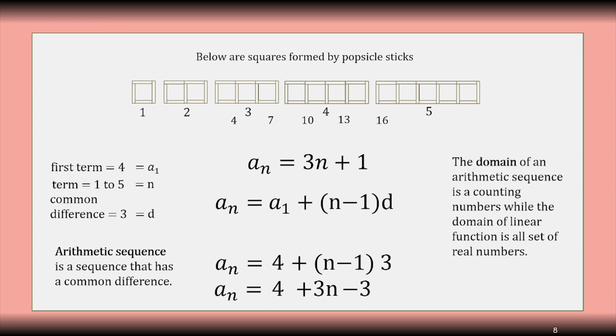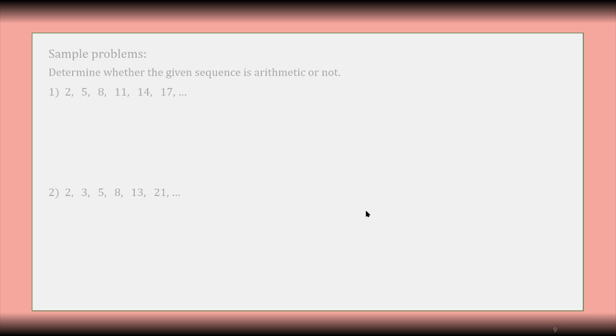sequence or function. So, again, our lesson for today is about arithmetic sequence, and the general form or the nth term of the arithmetic sequence is a sub n is equals to a sub 1 plus n minus 1 times the value of d. Now, let us proceed to the different problems. Okay, number 1, so we need to determine whether the given sequence is arithmetic or not. So basically, we need to find the common difference of each term.